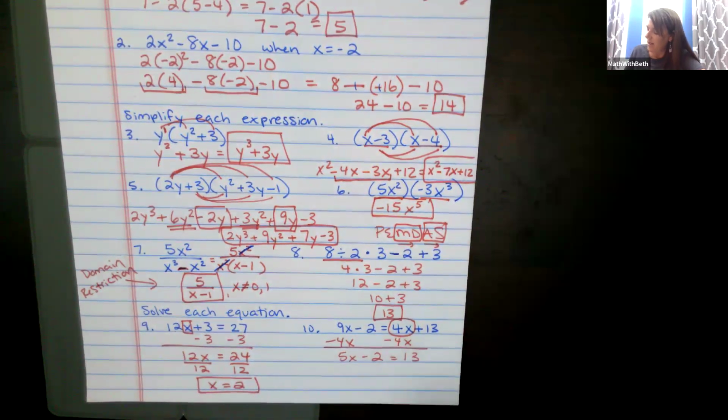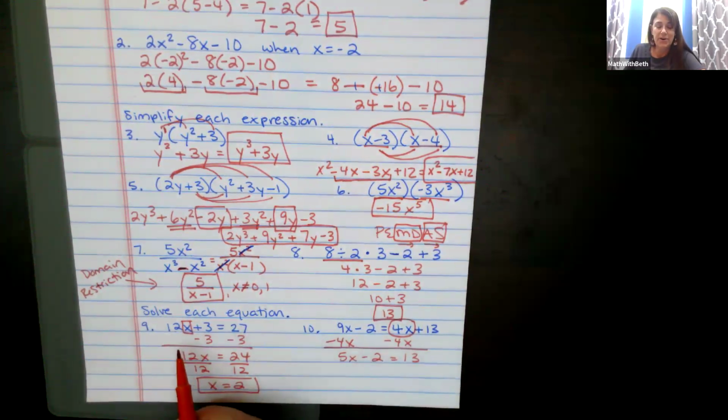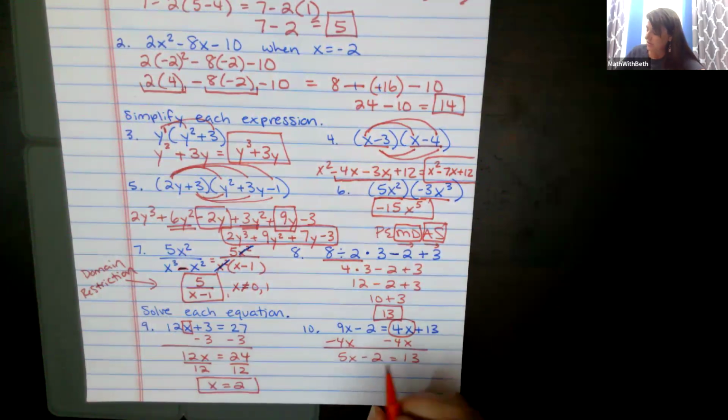So now we're here. Now this looks very similar to number 9. I'm going to get rid of that -2 first. And then finally get rid of the 5 by dividing.